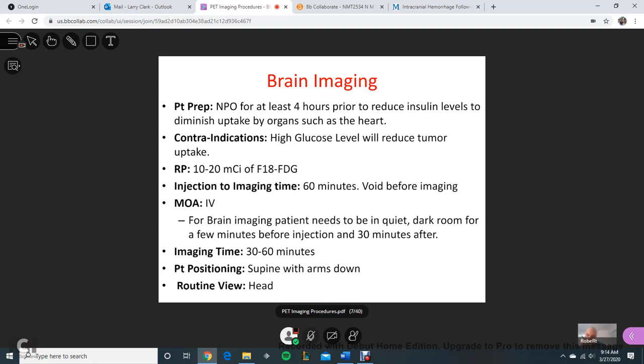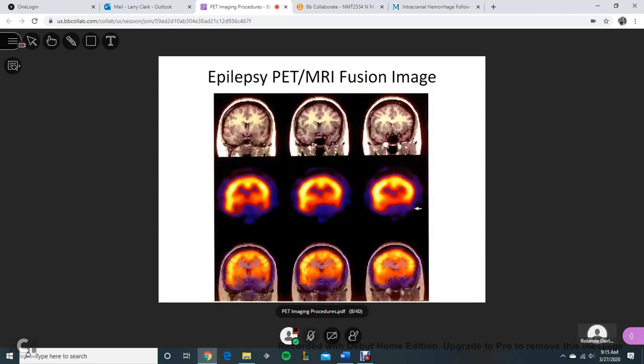So it's 10 to 20 millicuries of FDG. Your imaging time would be 60 minutes. Your patient position would be supine with their arms down. All right. This is a patient who has epilepsy, and this is a fused PET MRI image.